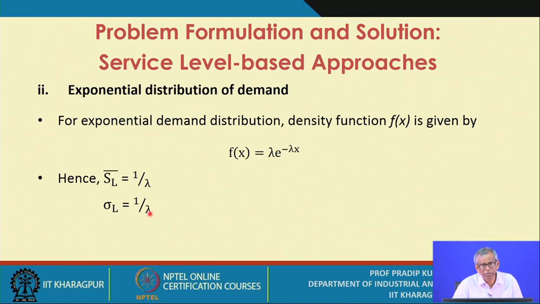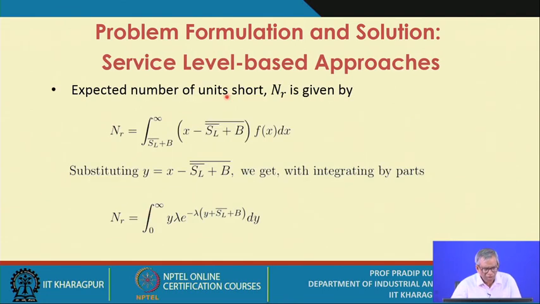So it's a single parameter distribution, and the mean and the standard deviation are the same for the exponential density function. So the expected number of units short, NR, is given by, using the same formulation, NR equals the integration from SL bar plus B, where B is the safety stock and SL bar is the mean demand during lead time, up to infinity, of (x minus (SL bar plus B)) f(x) dx.